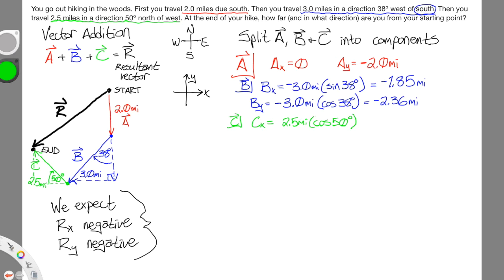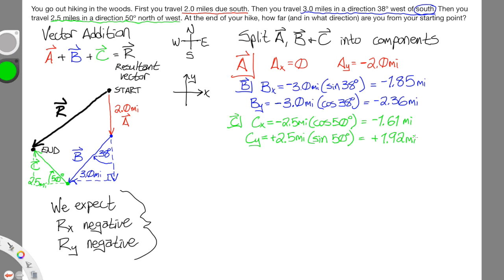We also need to check our positives and negatives again. The x component of vector C points to the left, so that's negative, so we need to toss a negative sign on here, and we get that the x component of vector C is negative 1.61 miles. Cy, the last component here, again, we're going to take the magnitude, and we're going to multiply it this time by the sine of 50, because now we need the opposite component. And Cy points north, or positive. So no negative sign necessary here. We get positive 1.92 miles.